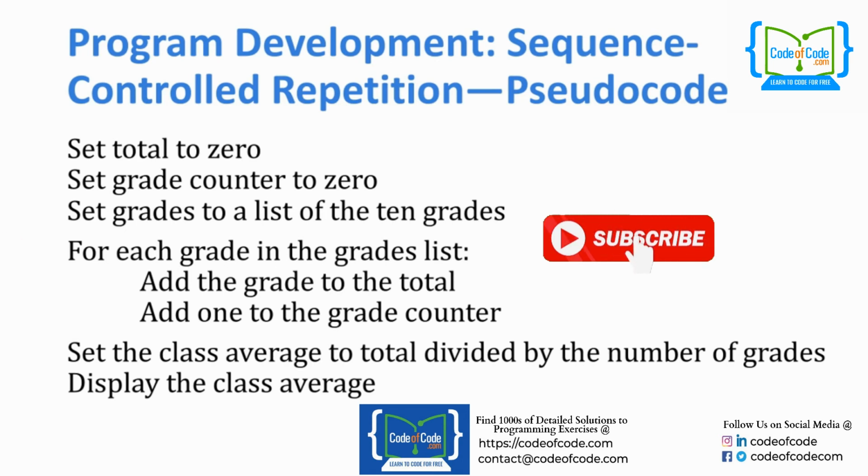Once that loop terminates, we will then go and set the class average by taking the total and dividing it by the number of grades, and finally we can then display that class average as well. So in the next video, we'll take a look at the solution to this particular problem.